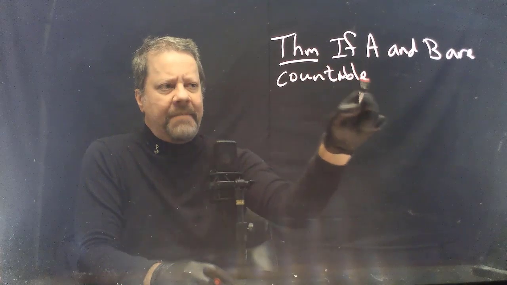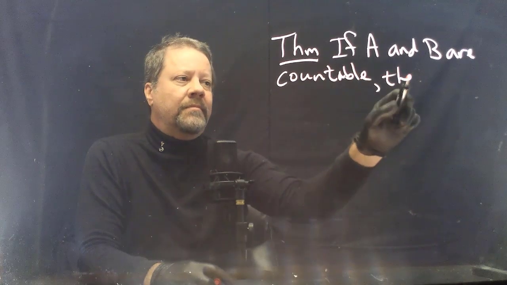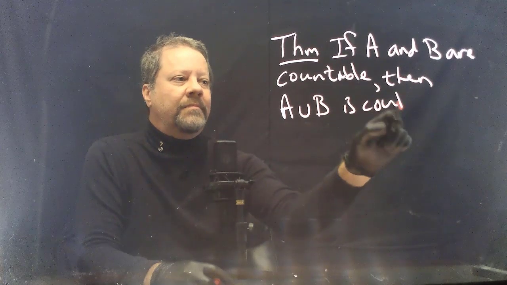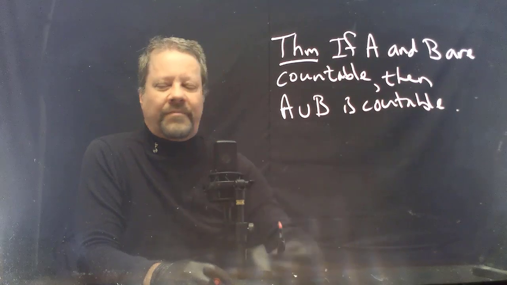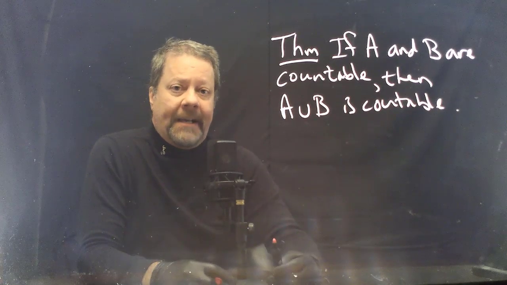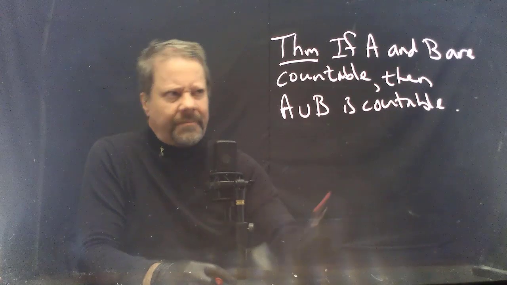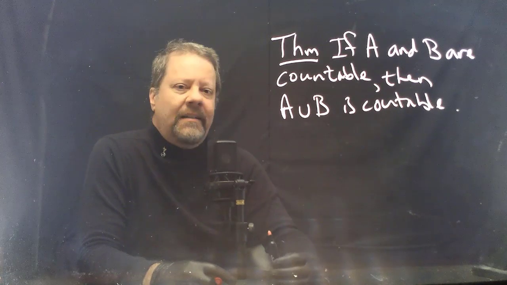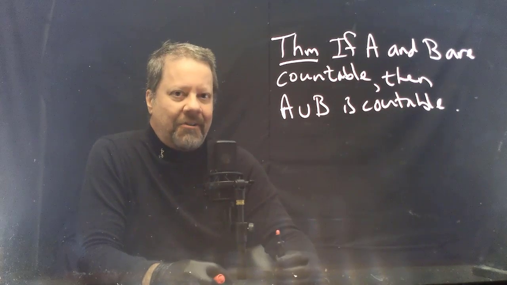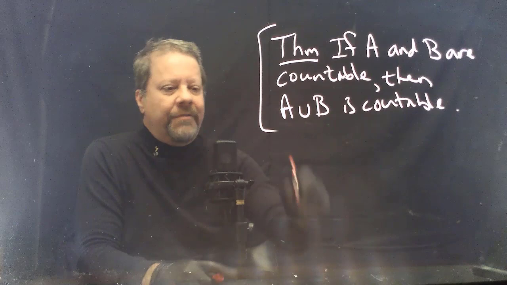Suppose that A and B are countable. Then the union is countable. The union of countable sets ends up being a countable set. This theorem can even be generalized to say that a countable union of countable sets is also countable. But we're just going to prove this version.